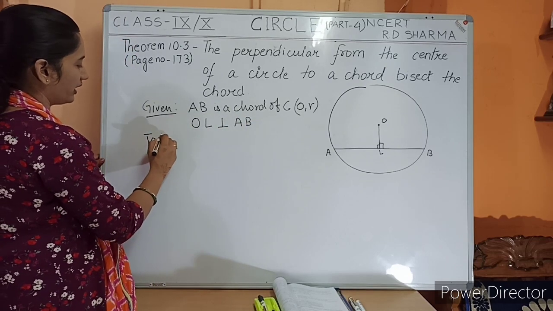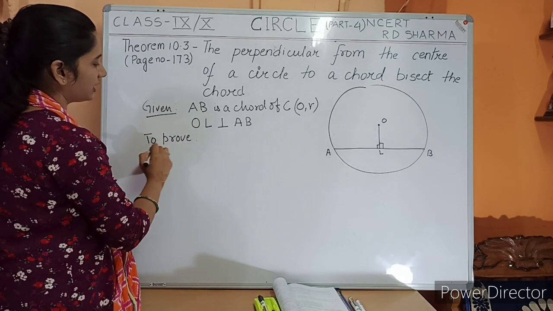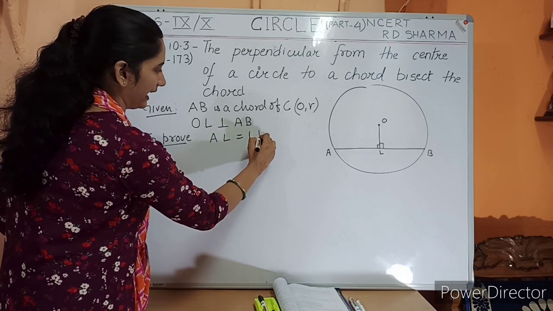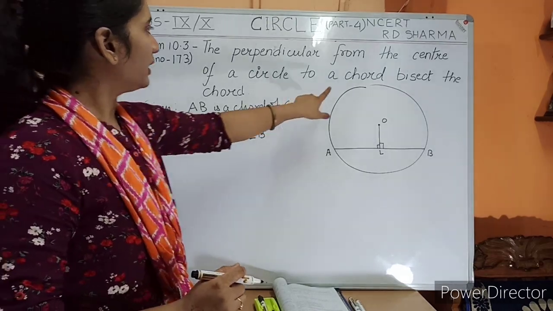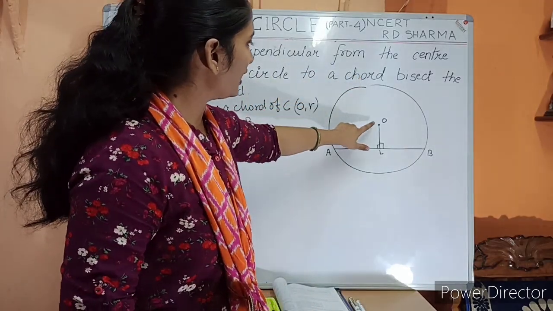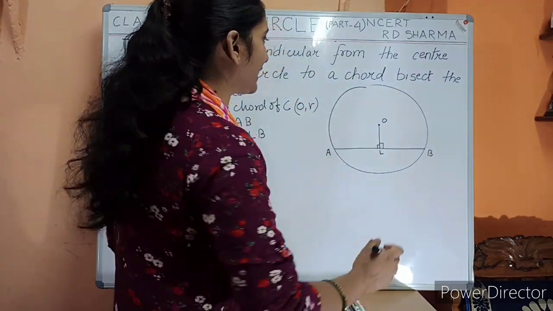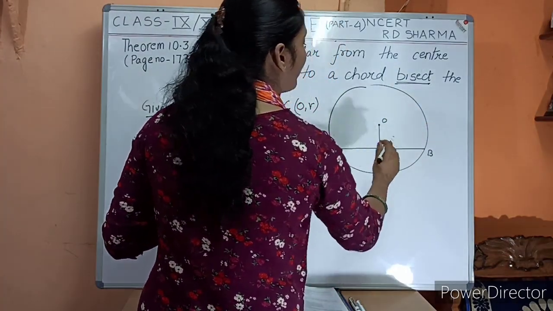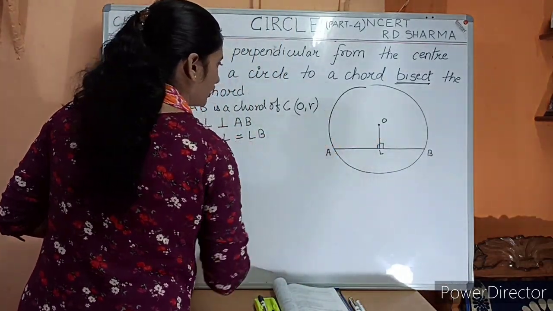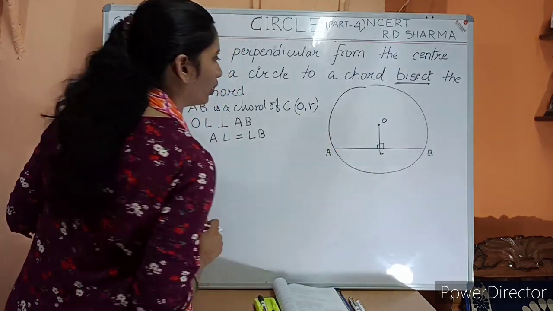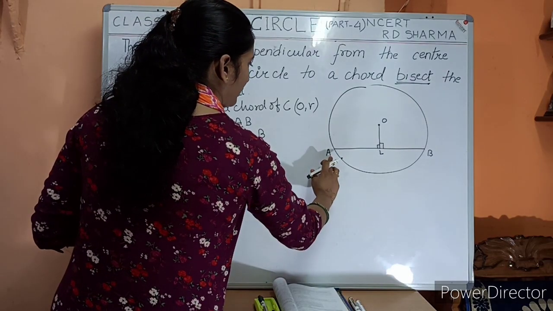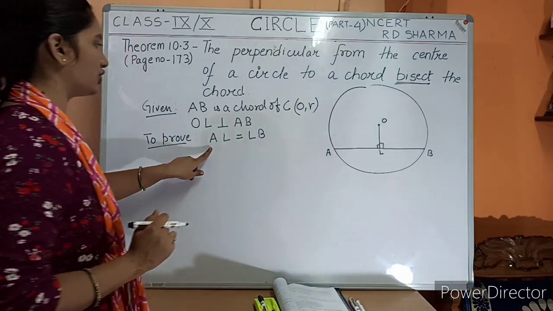Now what do we need to prove here? We need to prove that AL is equal to LB. As you can see, what is written here? Perpendicular from the center of a circle to a chord. This perpendicular line will bisect. Bisect means dividing anything into two equal parts. Okay, so this OL must be bisecting the whole chord AB into two equal parts. If it divides, then at that time AL must be equal to LB. This we need to prove.